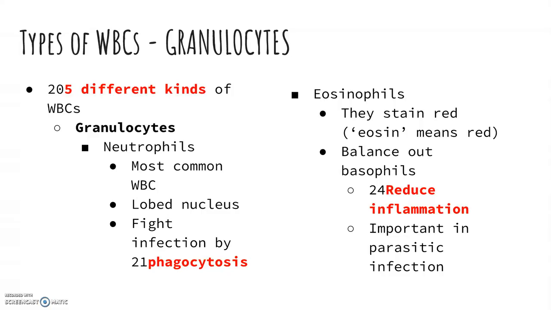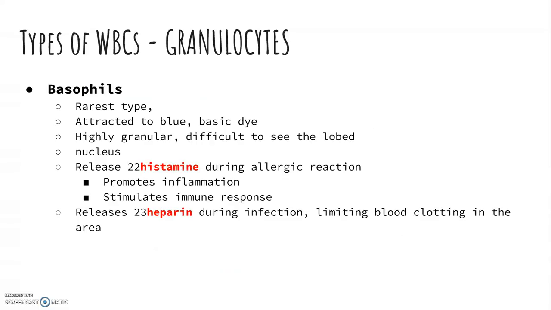We also have eosinophils. Eosinophils got their name because of the fact that they turn red when you stain them with the red stain, and eosin is the word for red. They're going to reduce inflammation. Now that balances out basophils, which we're going to get to next. So remember, eosinophils reduce inflammation, and then the third granulocyte, which is basophils, they increase or promote inflammation.